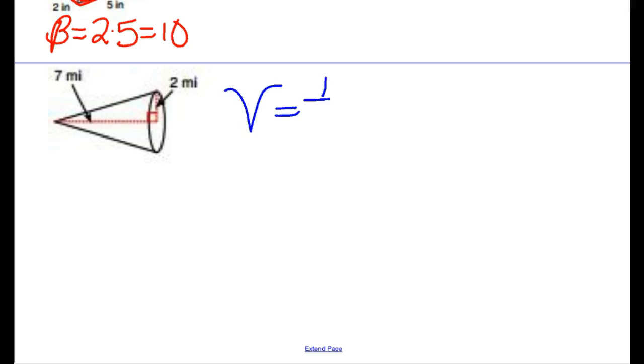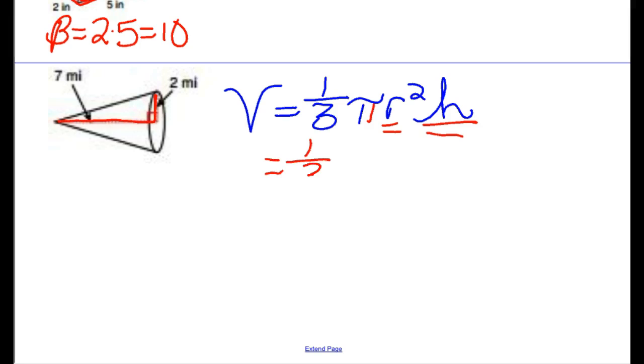It is equal to 1/3 pi r squared h. So let's go pull off what we need. We need to find the radius. It was handed to me, so I'm going to replace that with a 2. I need to find the height. It was handed to me, so I'm going to replace that with a 7.